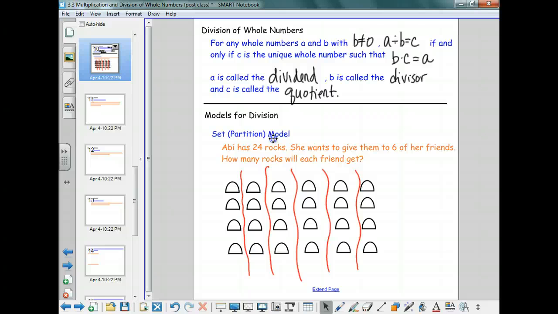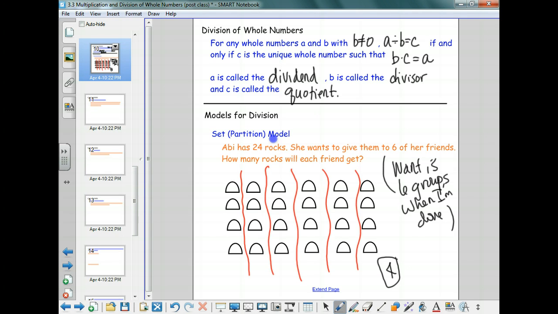So in this partition model, what I want is 6 groups when I'm done. How many does each friend get? 4. So the answer to the problem is 4, but this is the concrete picture for what's going on.